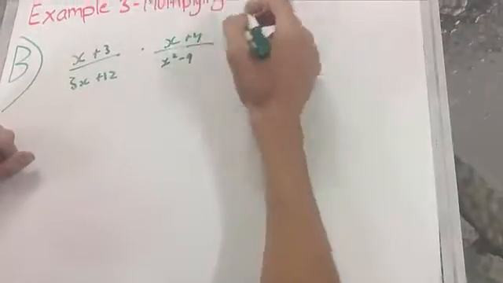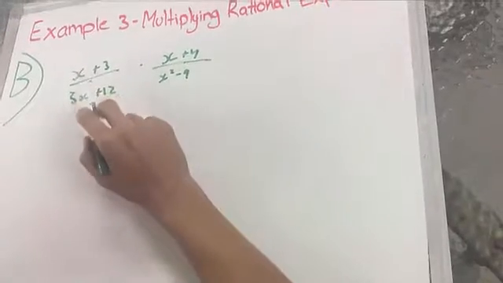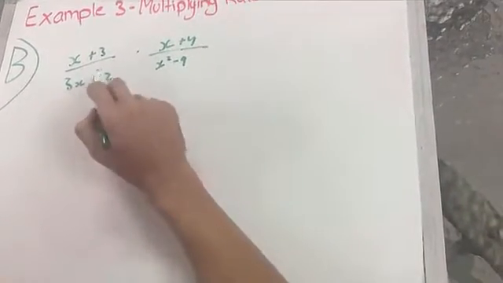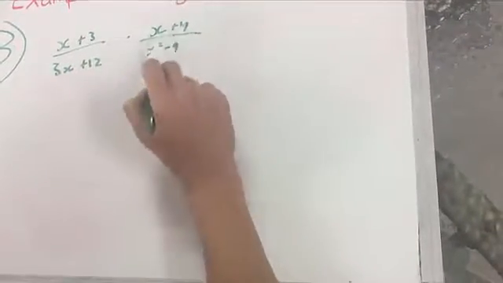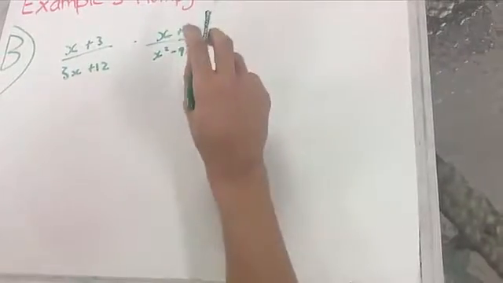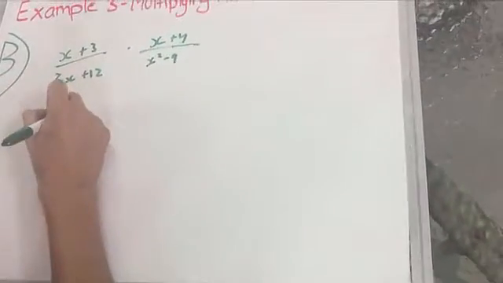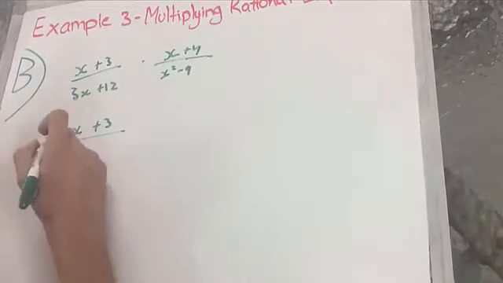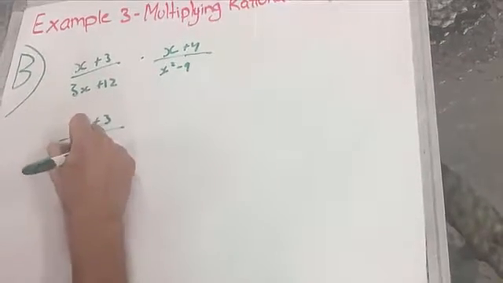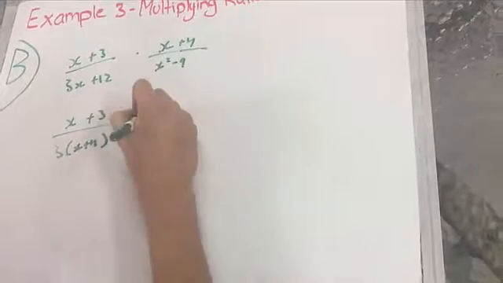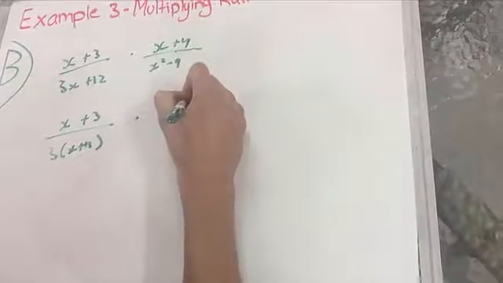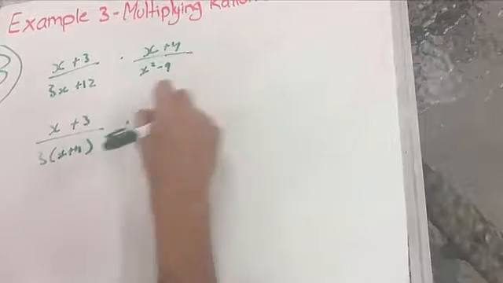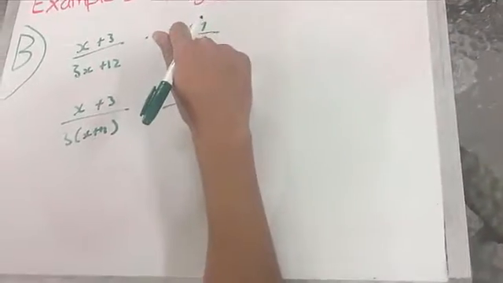Example 3, multiplying rational expressions, part B. The question says x plus 3 over 3x plus 12 multiplied by x plus 4 over x squared minus 9. So first we'll try to make it simpler. We will write x plus 3 over, and we will factor this, it will be 3 times x plus 4. The x plus 4 is going to stay the same. But now we need to factor this.